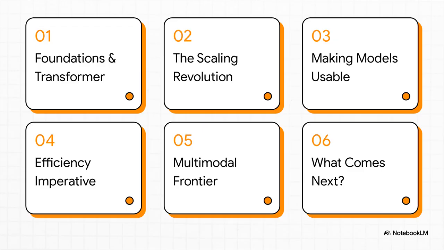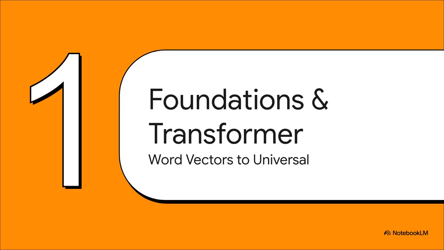All right, so here's our game plan, broken down into 6 parts. We'll kick things off with the early foundations, and of course, the arrival of the transformer. Then, we'll get into the scaling revolution it kicked off, and the absolutely critical step of making these things actually usable. From there, we'll look at the engineering that made them practical, explore today's multimodal frontier, and then finally, we'll look over the horizon at what might be coming next. Okay, let's dive into part 1, the foundations.